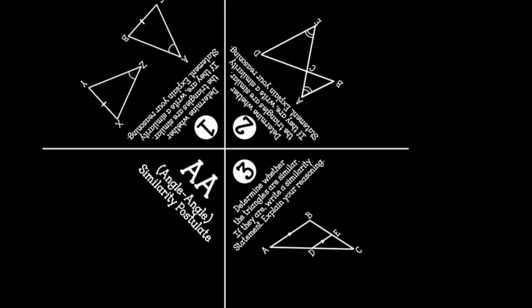So before we get started on this foldable, I want to go over exactly what we're going to be doing today. We are doing similarity proofs. Yes, we're doing proofs, but it's okay. It's okay because what do you think we have done in the past that could be similar to similarity proofs? We have done congruence proofs, right?